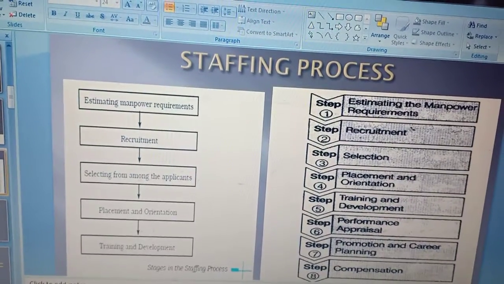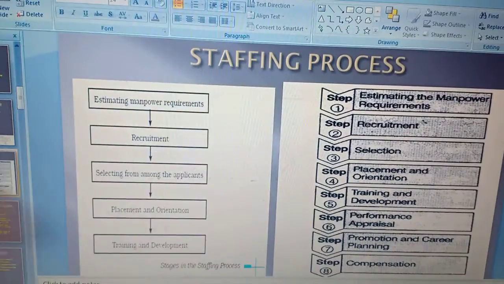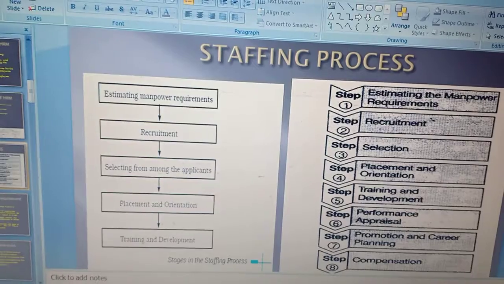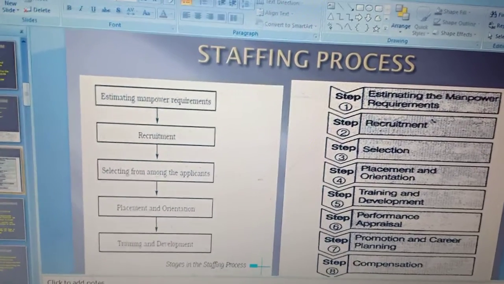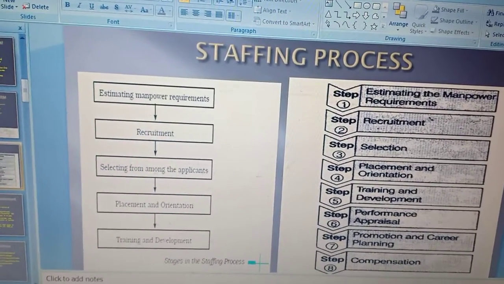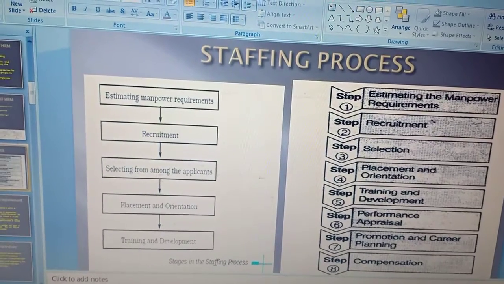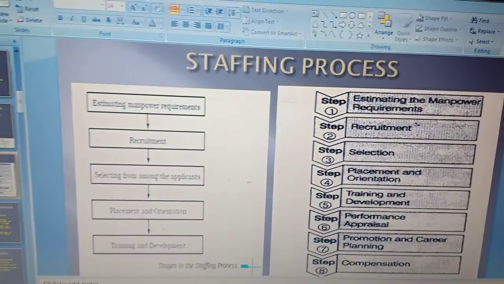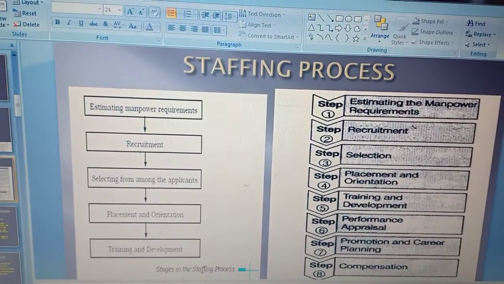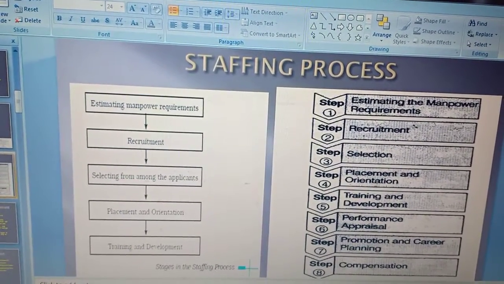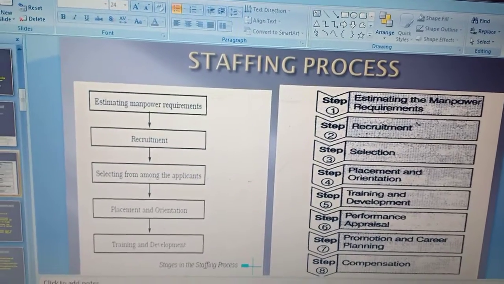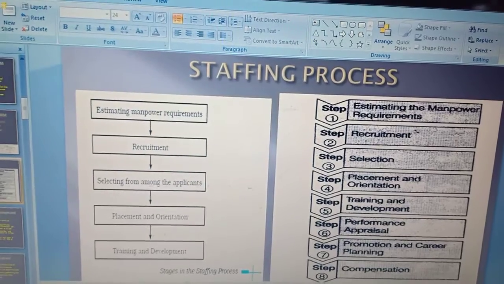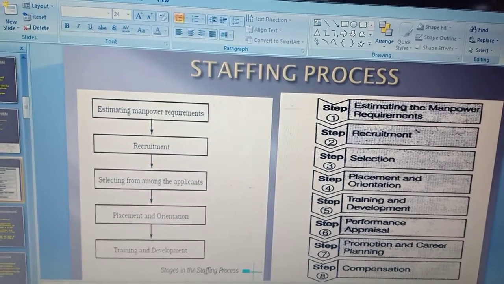In the staffing process, as you see in the left-hand side image, there are 5 steps: estimating manpower requirement, recruitment, selection, placement and orientation, and training and development. But on the right-hand side, we have 8 steps: estimating the manpower requirement, recruitment, selection, placement and orientation, training and development, performance appraisal, promotion and career planning, and compensation.